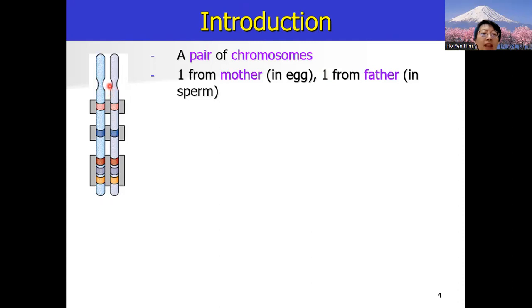Homologous chromosomes have the same centromere position, right? It's located here. This one is also located here. Remember I said some of them are on top, some in the middle, right? Okay, so same centromere position. The last one is very obvious.